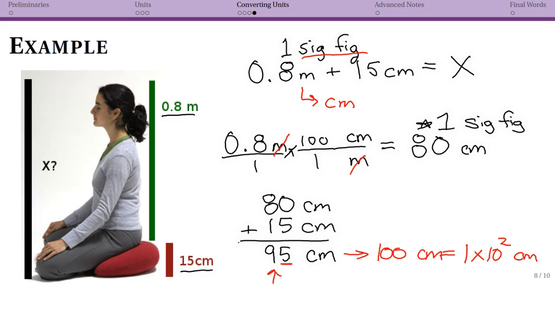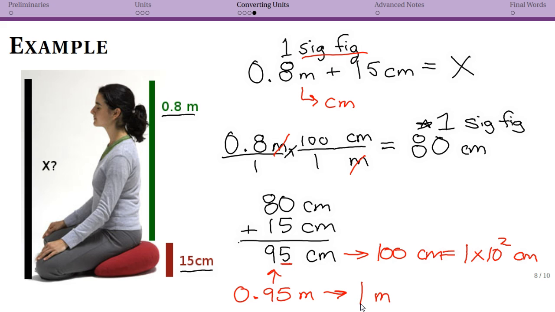Now, if you had done your conversion a different way, and you had 0.95 meters, again, you would need to make that one sig fig, and this would become 1 meter. Hopefully you see that 1 times 10 to the 2 centimeters is also equivalent to 1 meter. So we're not done yet. The next thing you have to do is ask yourself, is that reasonable?